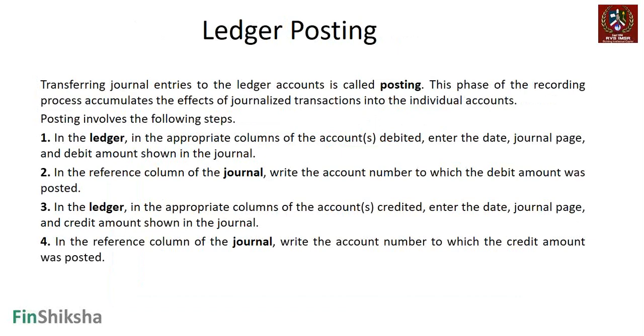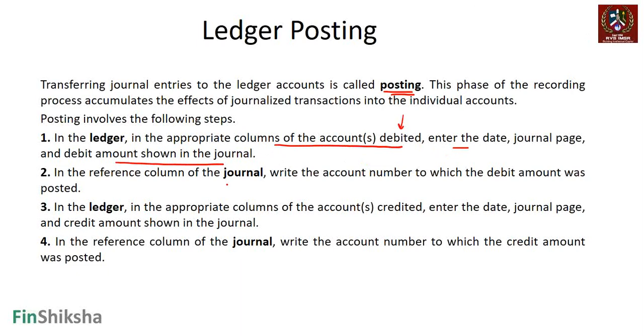Now, transferring journal entries to the ledger accounts is called ledger posting. This phase of the recording process accumulates the effects of journalized transactions into the individual accounts, right? Now the process involves the following steps. First, in the ledger, the appropriate column of accounts is debited. In those columns, enter the date, journal page, and debit amount as shown in the journal. Let's assume all these are books, so you will show what is the column that is being debited, what is the amount, date, and number of page of the journal.